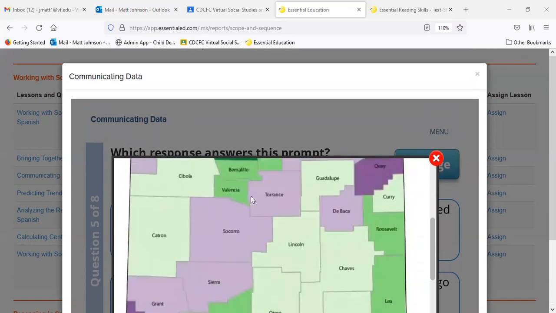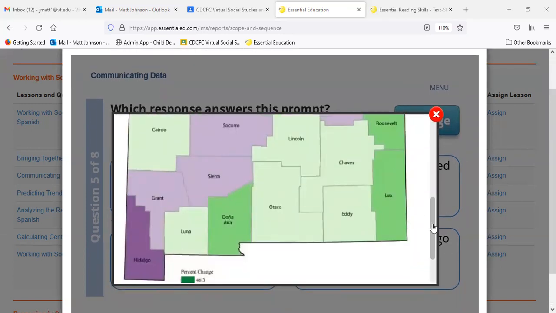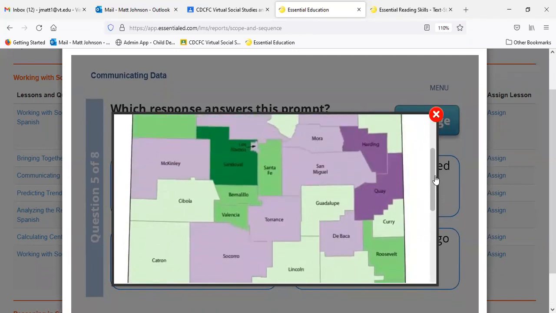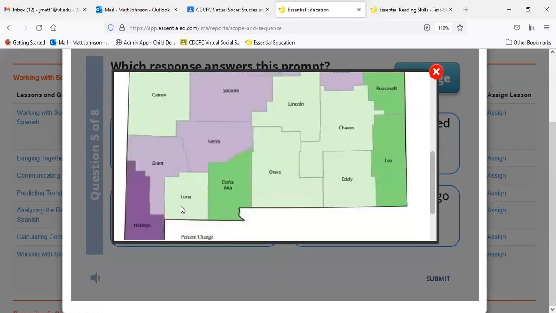For the dark purple. So we're sitting here, we're looking at it, right? Okay, so we see a lot of growth here in Sandoval, Santa Fe, Bernardino, all these places, right? Valencia, Roosevelt, saw some growth. Then we saw a lot of change here in other areas. Harding, Quay, Hidalgo, those counties dropped a lot.